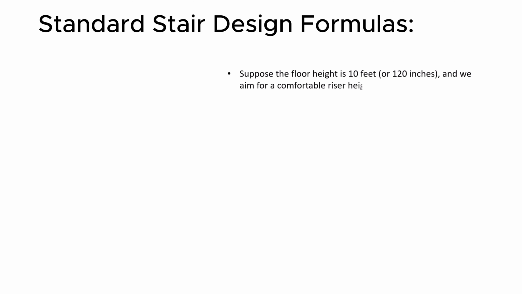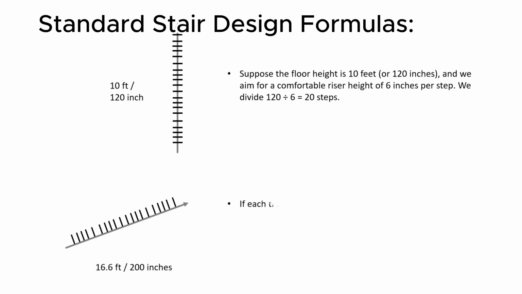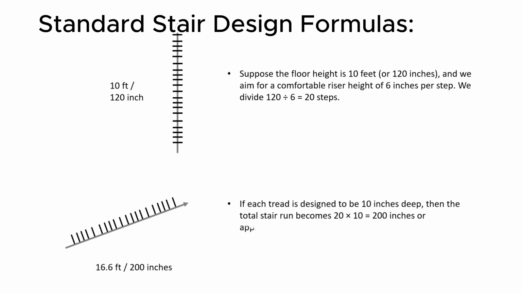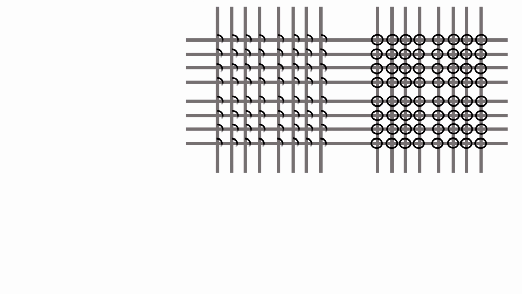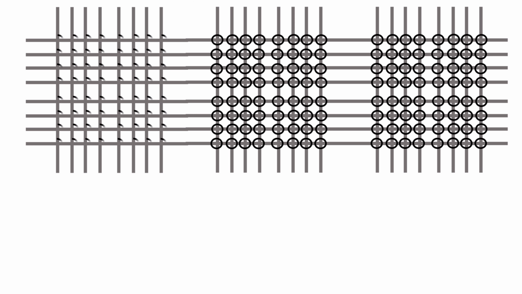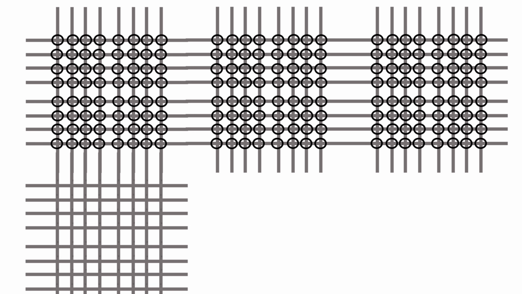Suppose the floor height is 10 feet or 120 inches, and we aim for a comfortable riser height of 6 inches per step. We divide 120 divided by 6 equals 20 steps. If each tread is designed to be 10 inches deep, then the total stair run becomes 20 times 10 equals 200 inches, or approximately 16.6 feet. This helps us determine if the available space can accommodate the planned staircase with proper slope and comfort.